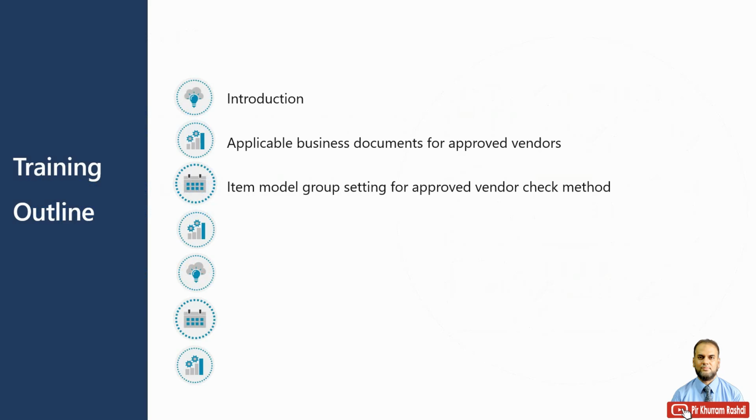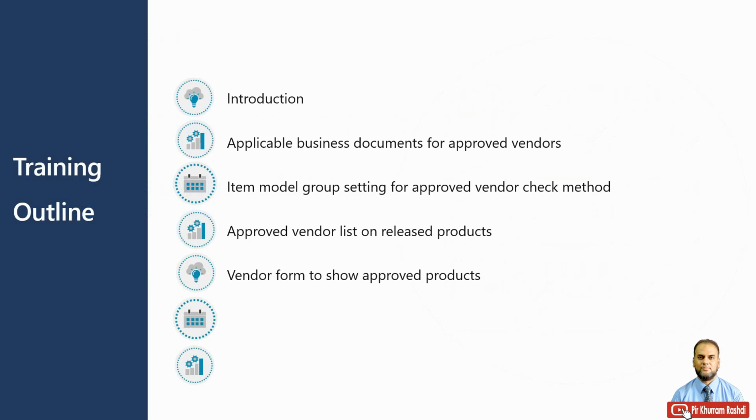There are certain settings available under item model group where we can set a default setting for the approved vendor check method. We will discuss the approved vendor list on released products, how to set it up and how to view it. Then we will check on the vendor page how we can view the approved products for that specific vendor. And then we will also show how we can update all the vendor and product combinations so that those vendors are only allowed for the specific product set. Then we will also dive into the demo.